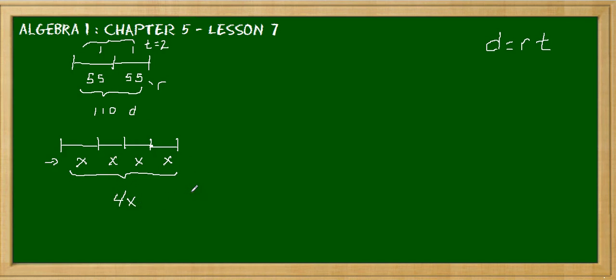So it traveled 4x miles. You might say, well, what is 4x miles? Well, if we can determine what x is, or if we knew what x was, we would then be able to determine the distance. Now let's stop for a minute. And what is x anyway? Well, x in this case is the rate, is it not?